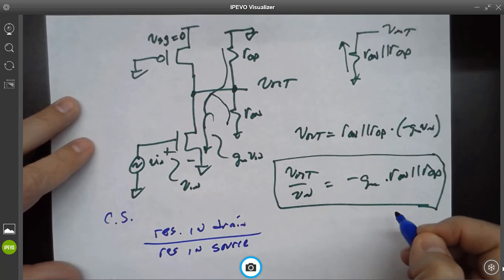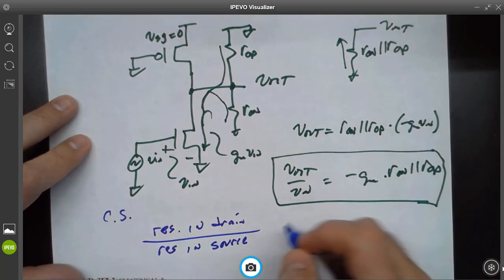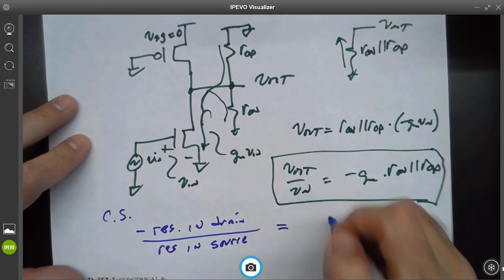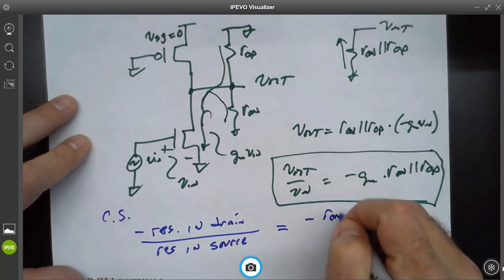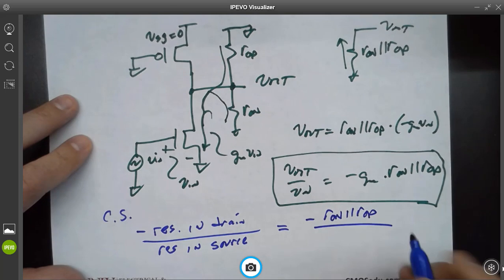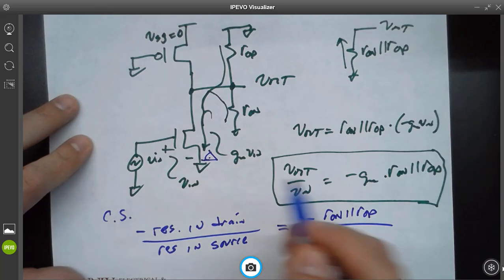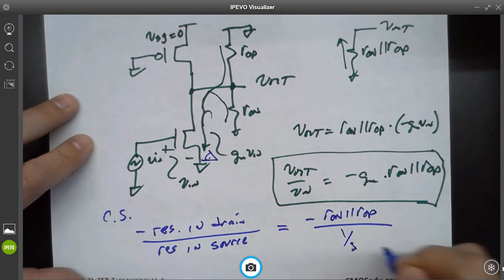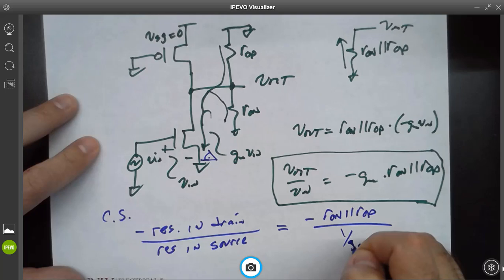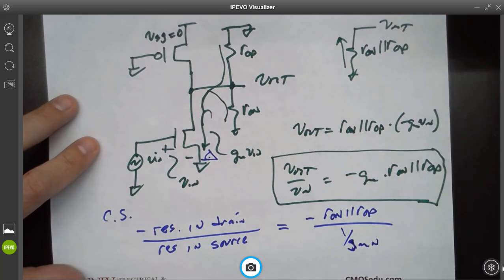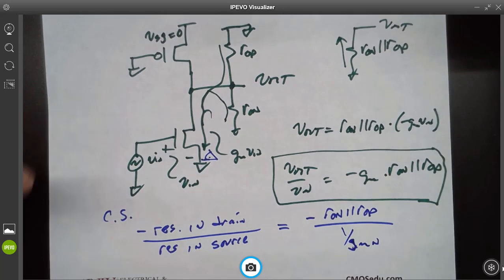So the resistance in the drain is the following. It would be minus R out N in parallel with R out P. And the resistance in the source would be the resistance I see looking up into the source, which is 1 over GM N. Would everybody agree those are the same? So that's a quick way.